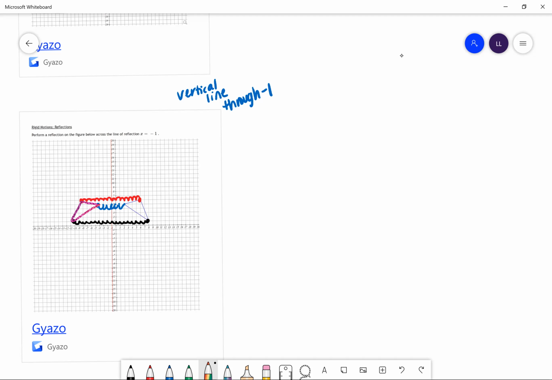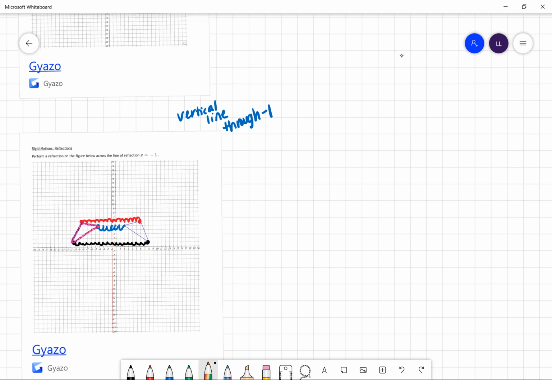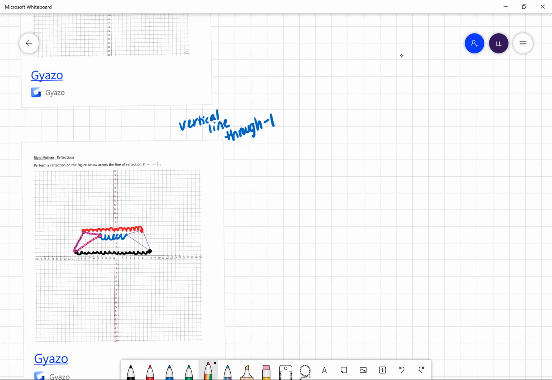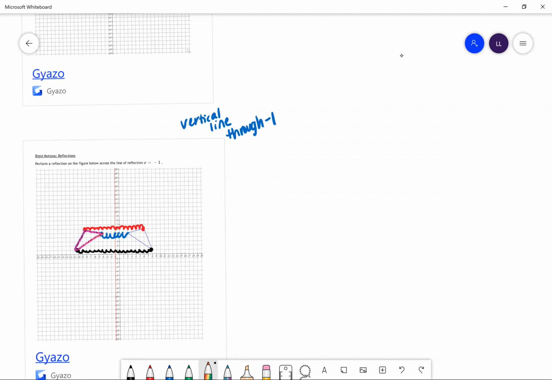Now, here's one more thing that I want to do here for this problem. I want to teach you how to write the function rule for this, okay? If you notice this distance, right, it was 3 on this side and 3 on this side. So that means it's a total of 6, right, as far as the distance goes.